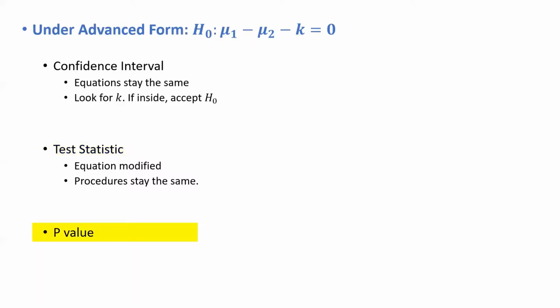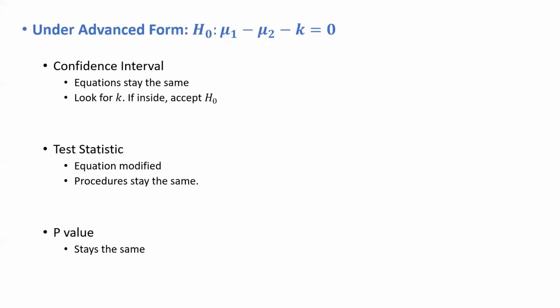The next method is the p-value. The test procedure stays the same here as well, i.e. if the p-value is lesser than alpha, then you reject the null hypothesis. If not, you accept the null hypothesis. Interpretations should follow.